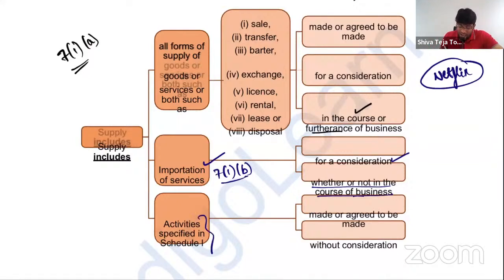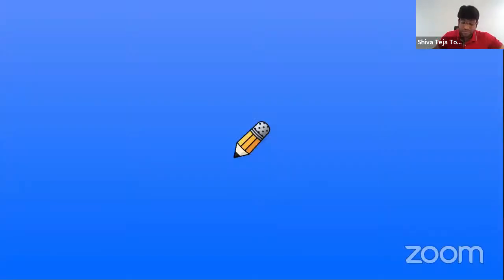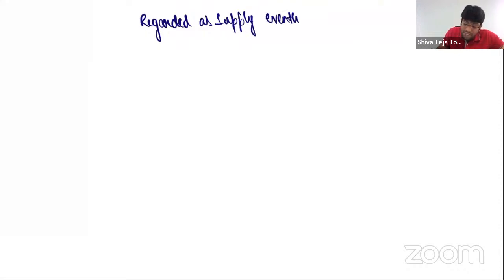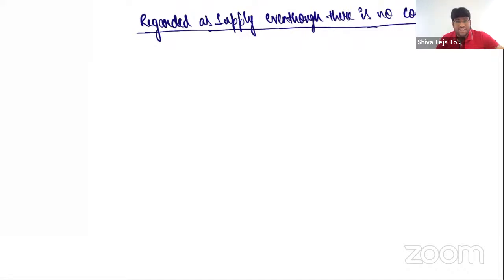Then finally, last point, activity specified in Schedule 1. This point is important. 7.1c. Why is it important? Because there are some transactions, I repeat, there are some transactions which are regarded as supply even though there is no consideration. Come on, friends, what is the language I wrote? There are some transactions regarded as supply, even though there is no consideration. Very, very popular concept. High possibility that a question can come.